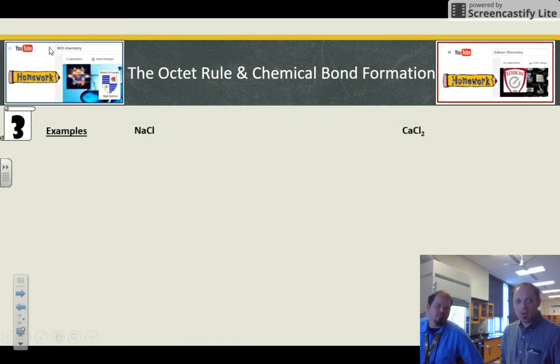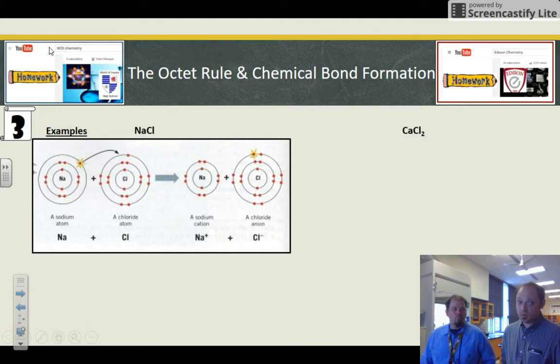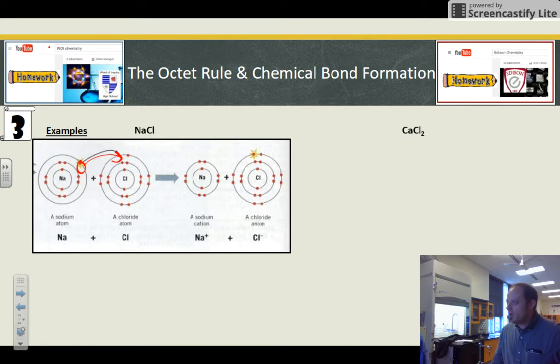So for some examples, you've got some drawing to do. We do want you to draw the Bohr models and the bonding. As you see going on here, this electron from the sodium, the metal, goes over to the Cl. Complete transfer. And now this plus and this minus form that connection like magnets.